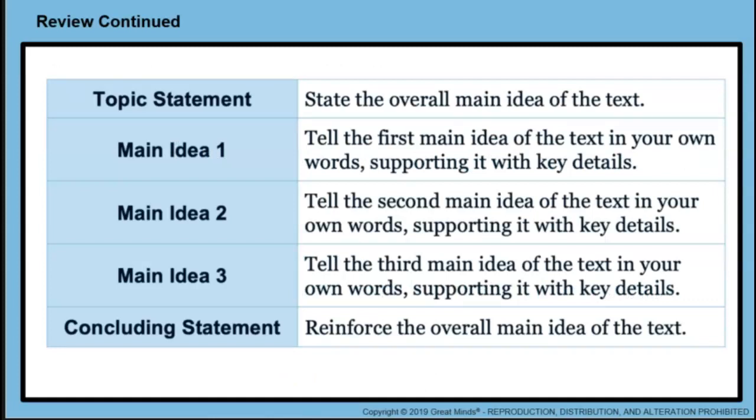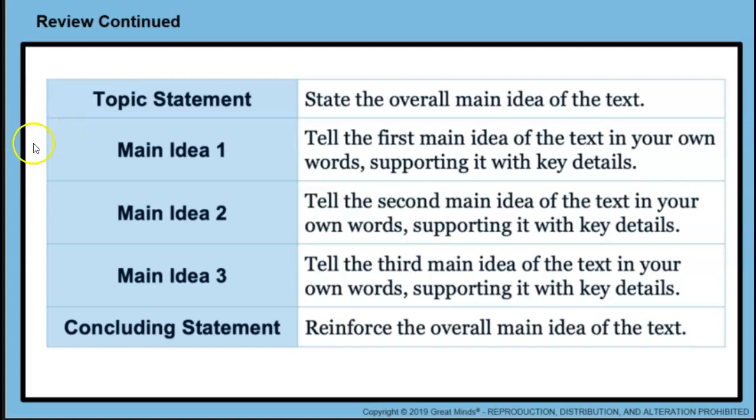Let's keep reviewing what an informational text summary outline would look like. First, you're always going to start with your topic statement. This is where you state the overall main idea of the text. Next, you're going to move to your main ideas. You may have more than 3 main ideas, but it depends on how many sections there are within your text and how many different topics are discussed. For this text that we are working with, we have 3 main ideas.